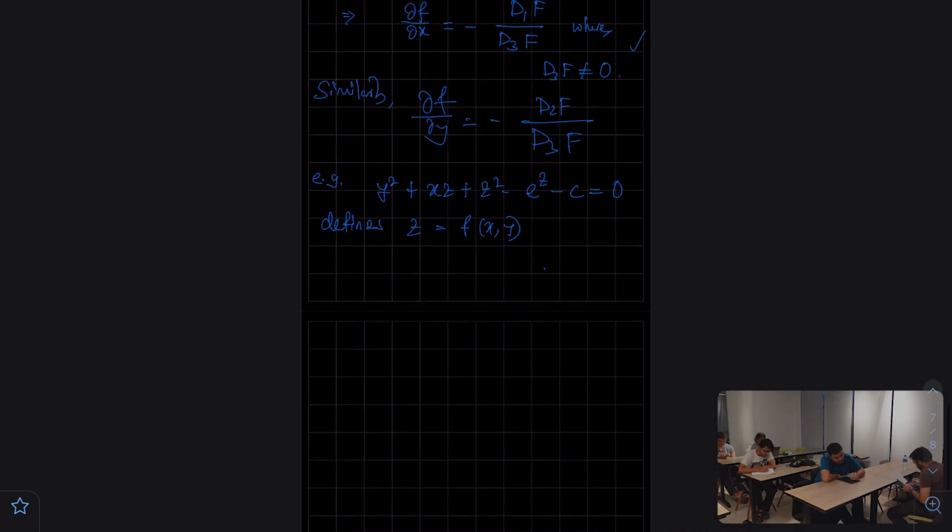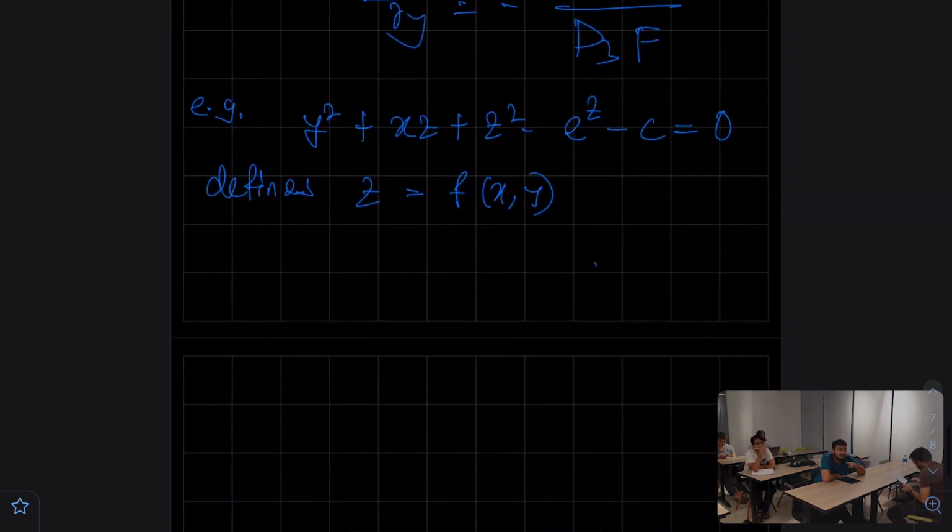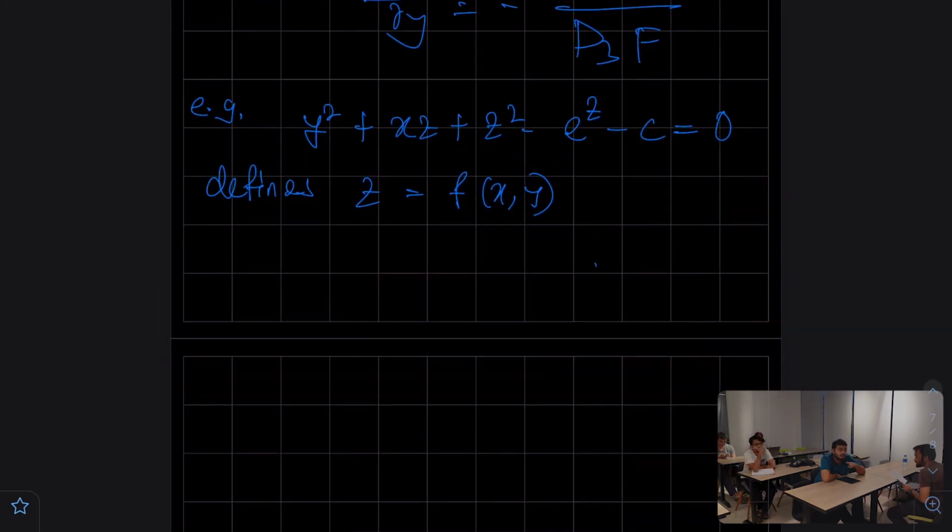Can I shrink a little bit? No. Can we define z equal to x? Yes. Define z. But we cannot write an explicit formula, but it defines z.